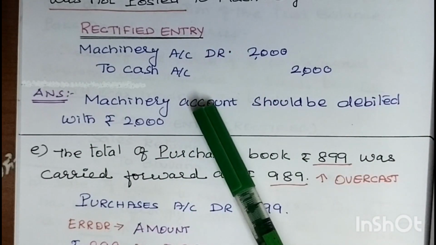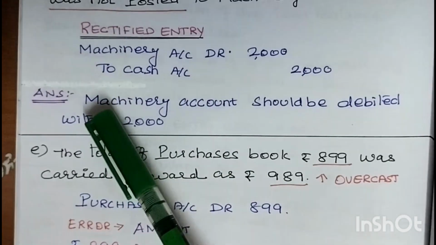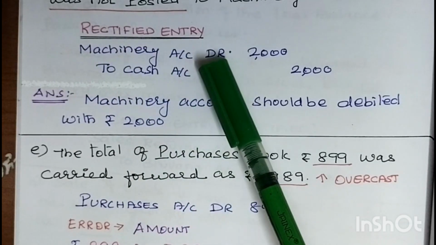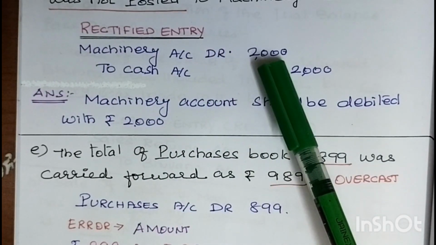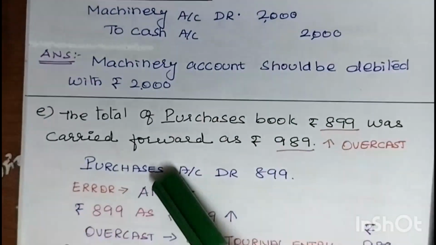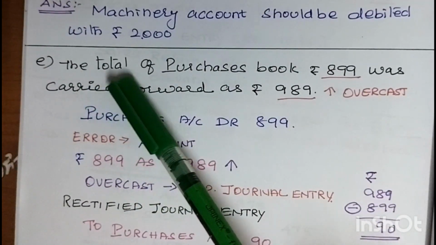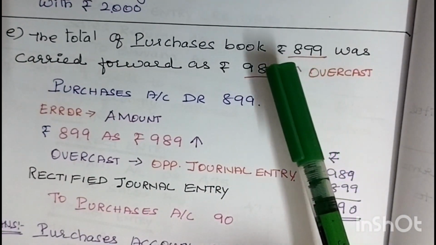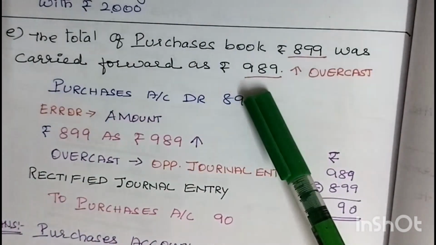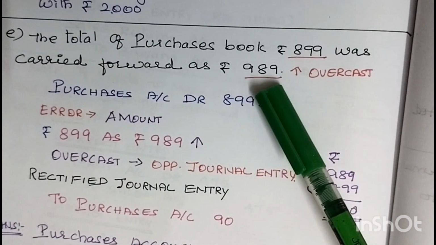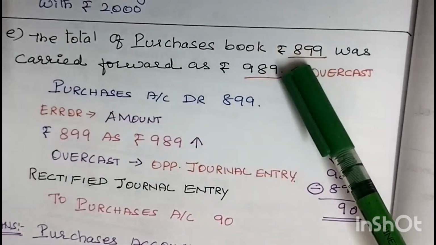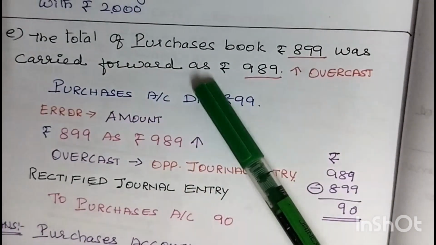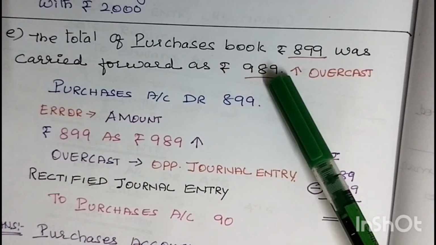We have to compare this statement with the rectified entry. What is the answer? Machinery account should be debited with rupees 2000. Debit means debited with rupees 2000. Okay. Let's see the next transaction. That is, the total of purchases book rupees 899 was carried forward as rupees 989. What is this transaction? The total of purchases book is rupees 899, but when carried forward to the next page, an accountant entered 989.